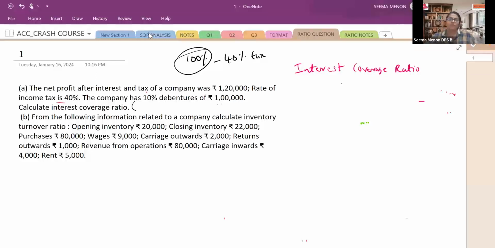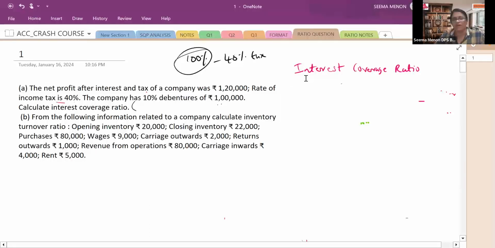And today we will be doing practical questions on accounting ratio. It is purely CBSE board exam based questions. So if you practice this type of questions, the accounting ratio weightage is 5 marks. So you can easily score that 5 marks.